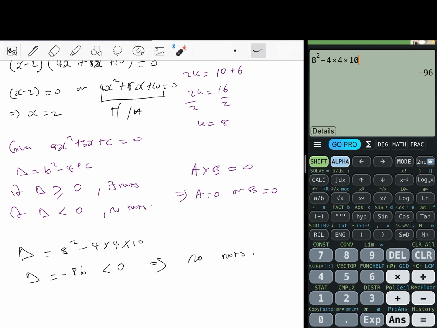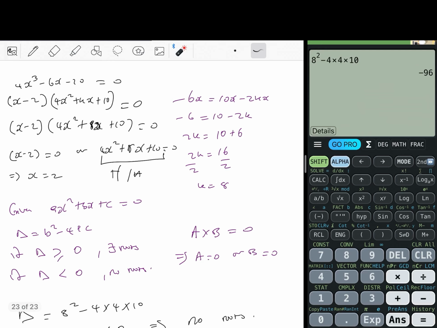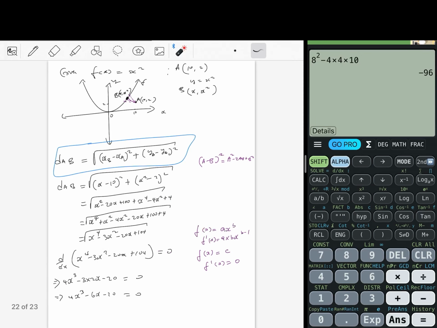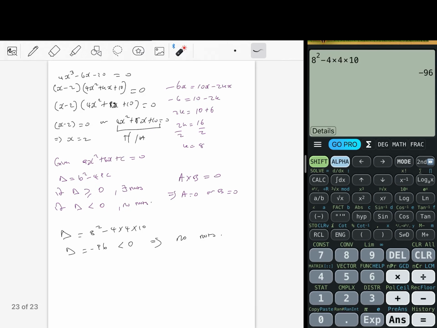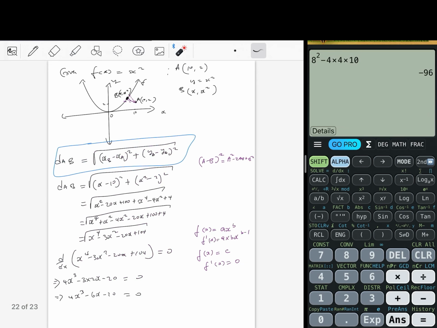So the only root that we have is x equals 2. That's the only x value that we have, and that makes sense, because this is what we are looking for: the x value of b. The x value of b is 2.